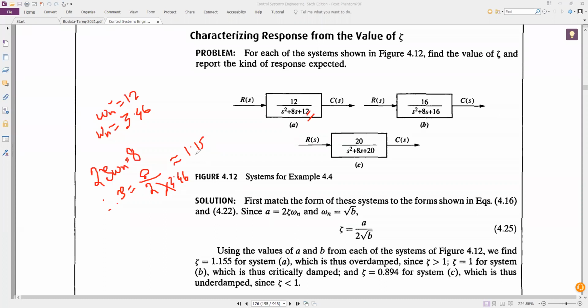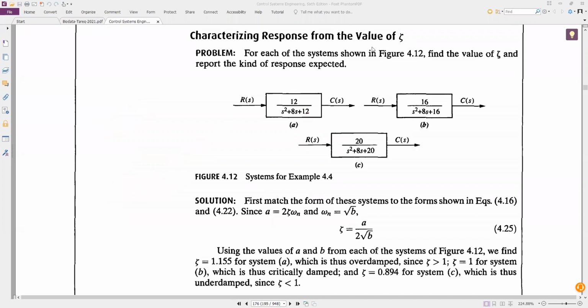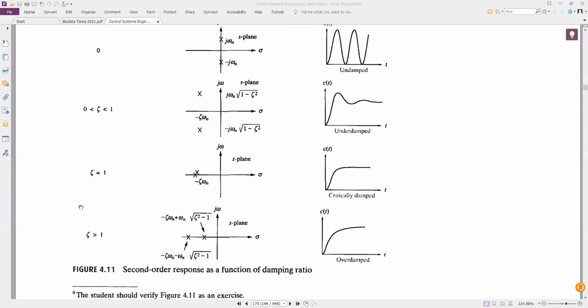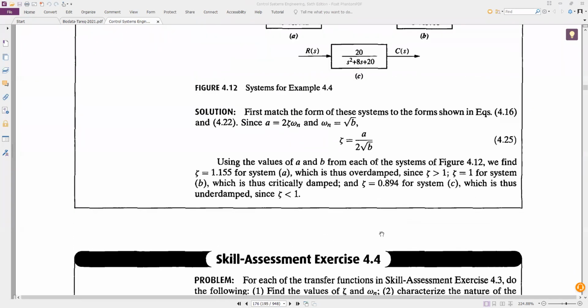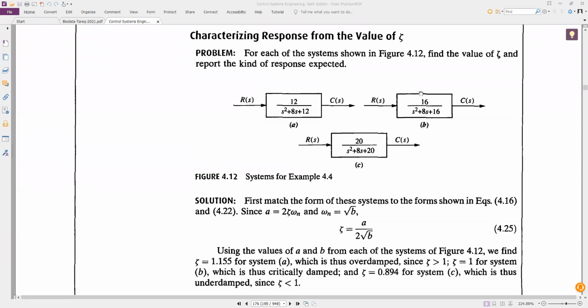Now see, this value is greater than 1. Now what kind of output would it be? Look at the previous figure. The value is greater than 1, so it would be overdamped. So you will write that since the value of zeta is 1.15, which is greater than 1, the time response curve would be overdamped. It would look like this. Just draw something like that. Okay, that would be the answer. Overdamped. Similarly, you have to do the others.